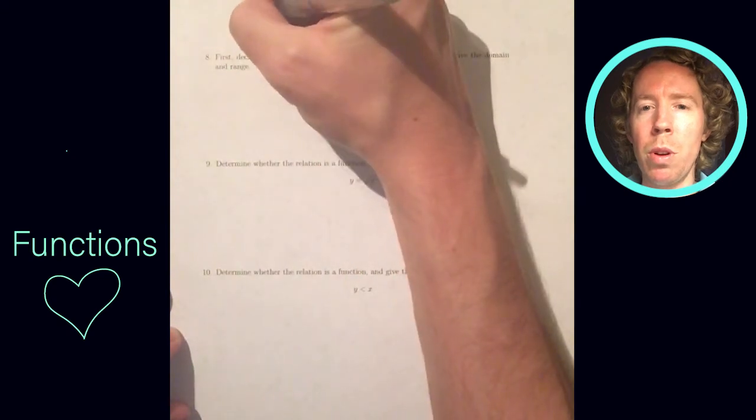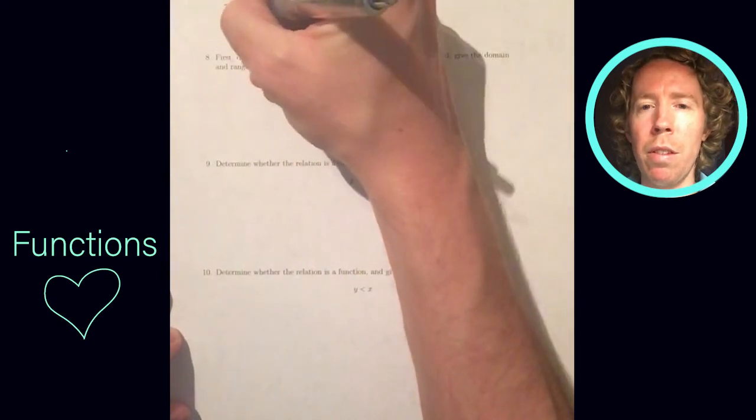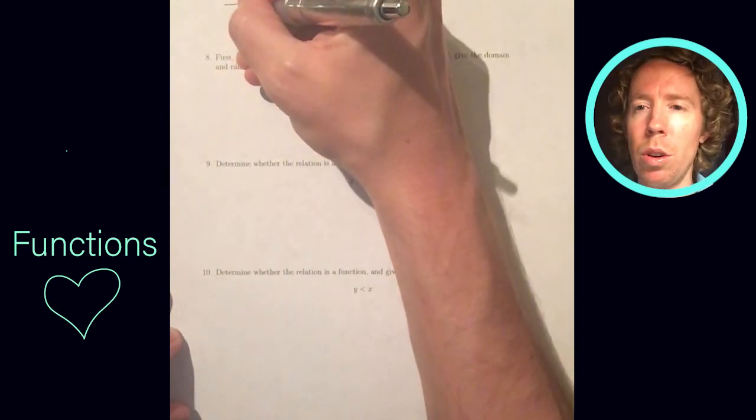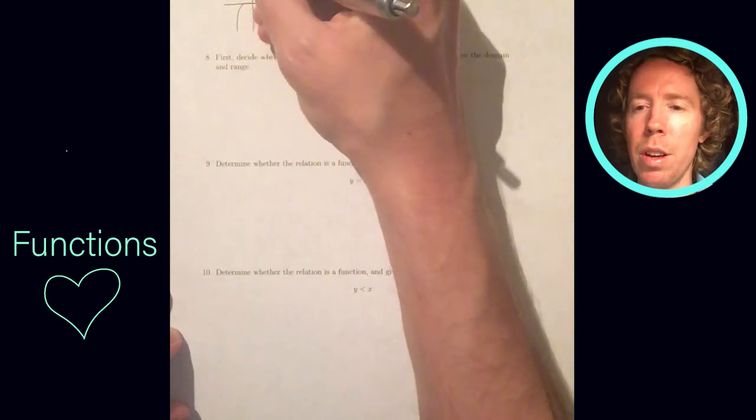All right, we're going to run through a few different problems where we're trying to figure out if the relation gives a function or not. So first, the relation y equals x to the fifth.